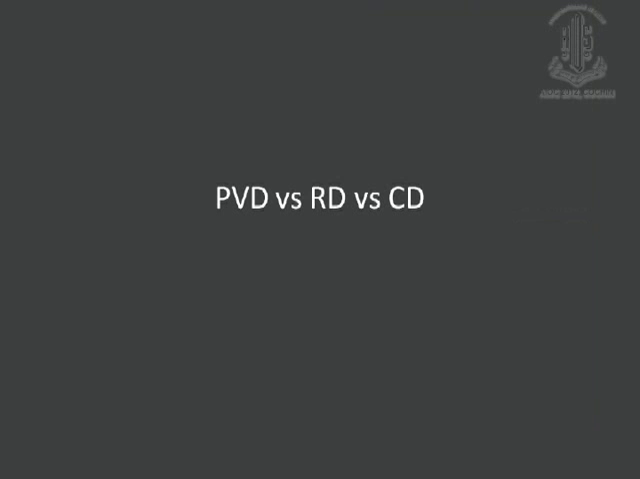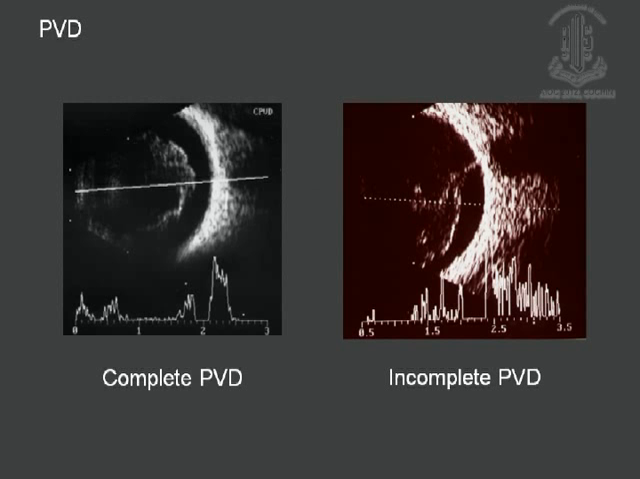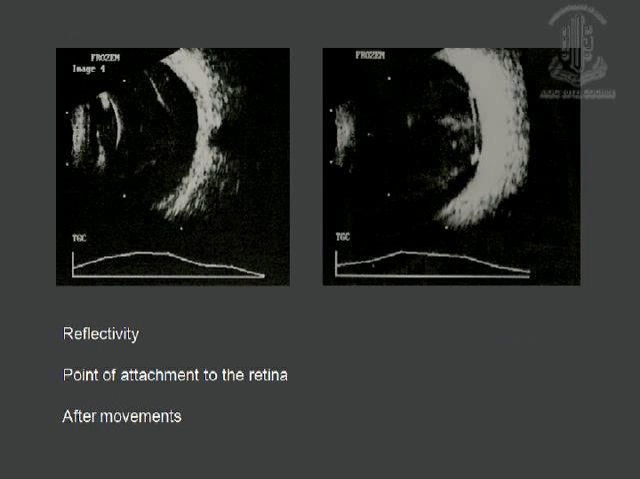Again, ultrasound is very useful to differentiate PVDs, retinal detachments, and choroidal detachments. If you talk about PVD, or posterior vitreous detachment, you can have a complete posterior vitreous detachment, where it is completely separated from the posterior retina, attached only to the ora base, or you can have an incomplete PVD, where you will still have some points of attachment to the retinal surface. These points of differentiation are important to differentiate between a posterior vitreous detachment and a retinal detachment.